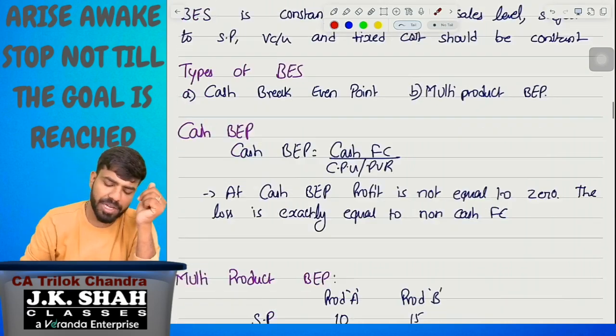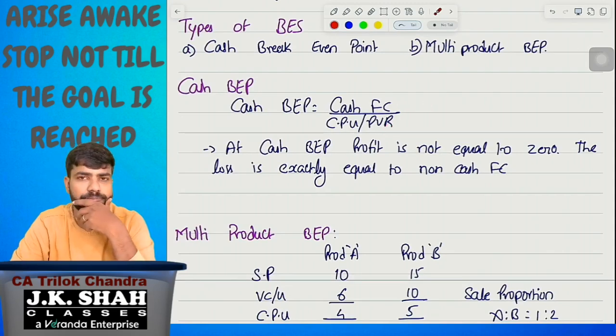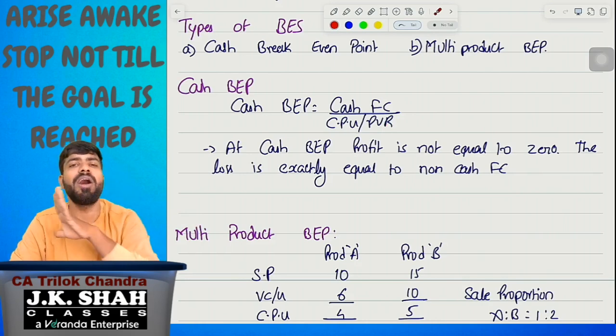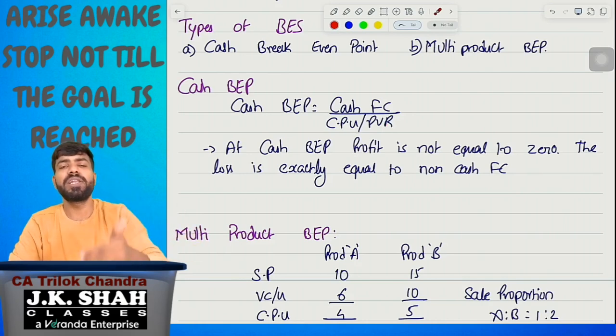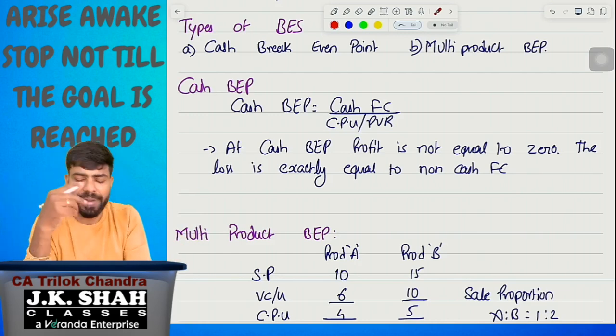See, cash break-even point equals cash fixed cost divided by contribution per unit or PV ratio. If you want in units, divide by contribution per unit. If you want in rupees, divide by PV ratio. It's a universal law. All the techniques in marginal costing will give you units if you divide by contribution per unit, and rupees if you divide by PV ratio. Here I am taking cash fixed cost.